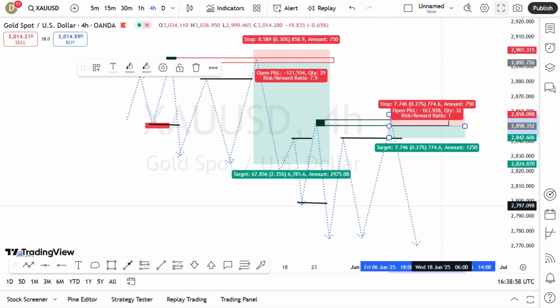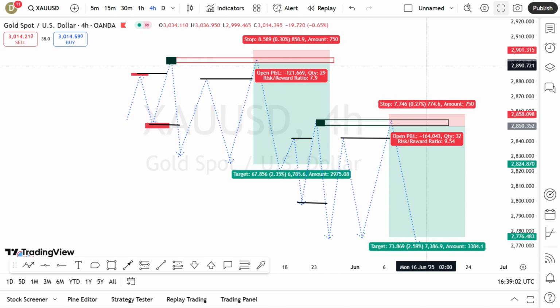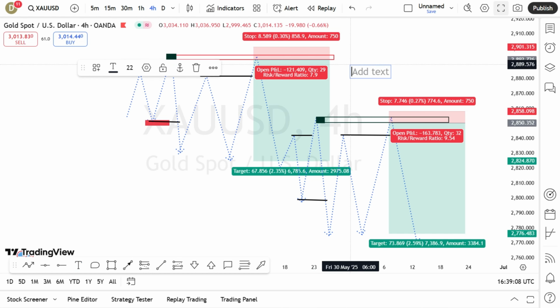That's it. This is the actual movement of the market. Here it is a bearish trend. This is how the market moves.